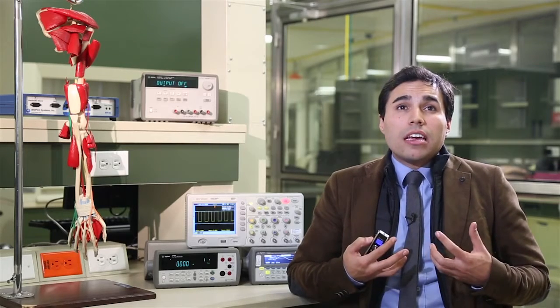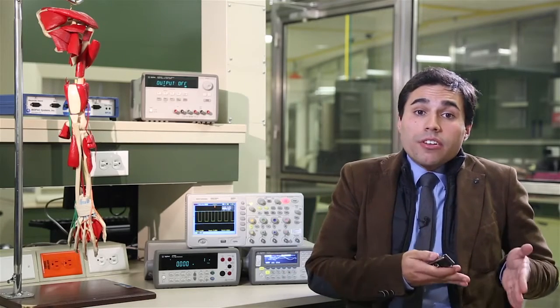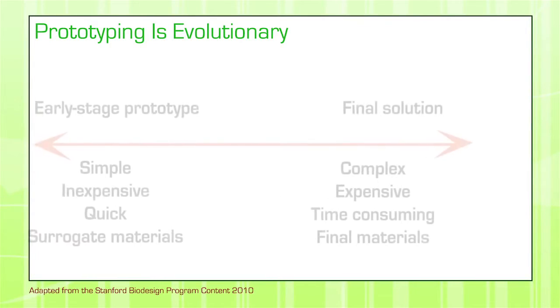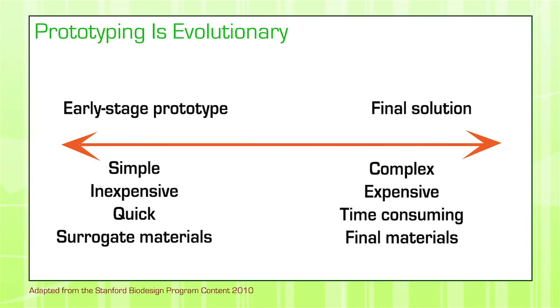If we think about prototyping, it can almost be thought of as an evolutionary process. It goes from a very early-stage prototype to a final solution that is probably going to be costly, expensive, complex, time consuming, and use different final materials. Nonetheless, what is important for you to know at this stage of your innovation process, in which you are still trying to figure out the different needs that you want to solve and the different concepts to solve them, is that you really understand what an early stage prototype means.